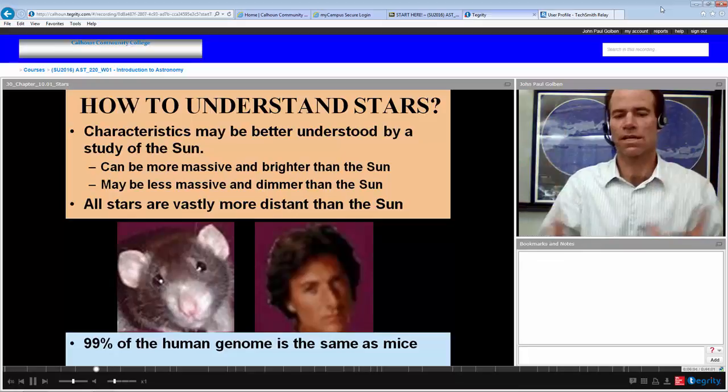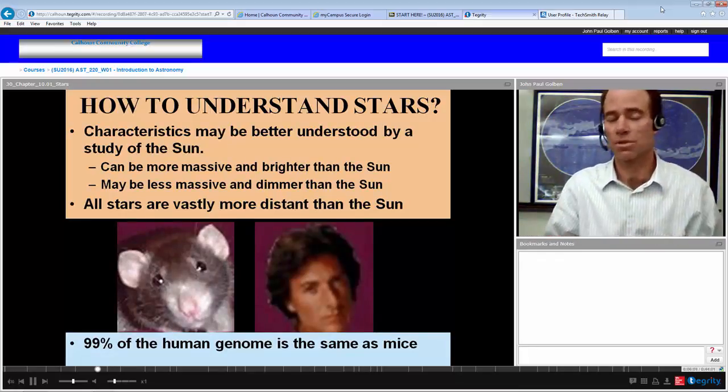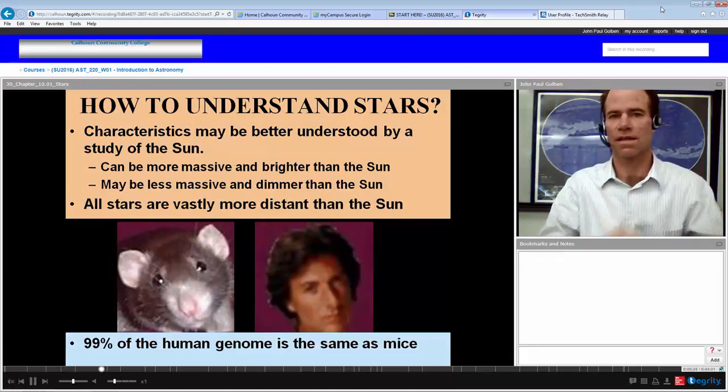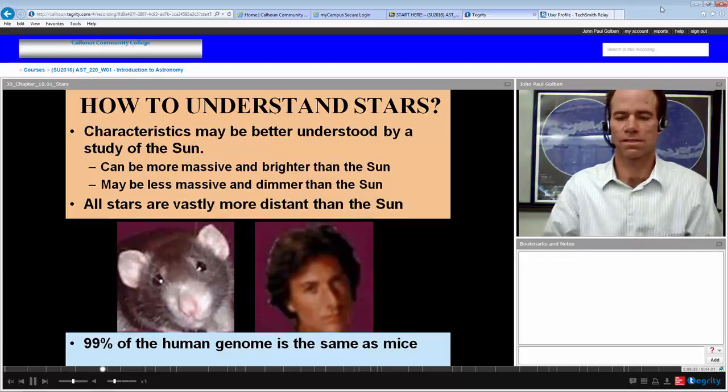And so if you study the characteristics of mice and compare that to humans, 99% of those characteristics are the same as humans. It's one reason why when we study medicines, we test them out on mice to see how they might work on human beings, because 99% of that construction of that organism is similar to us. And so in the same vein, we can study the sun, because 99% of the characteristics of how our sun works is similar to how other stars would work as well.